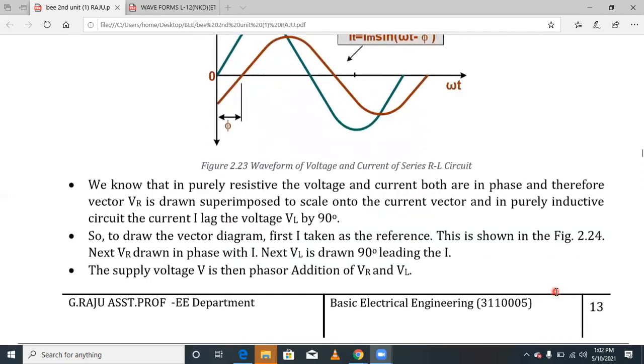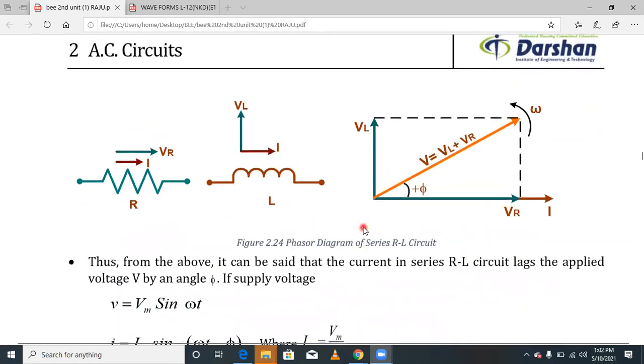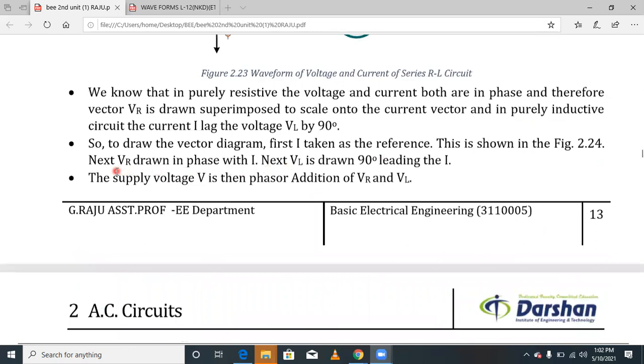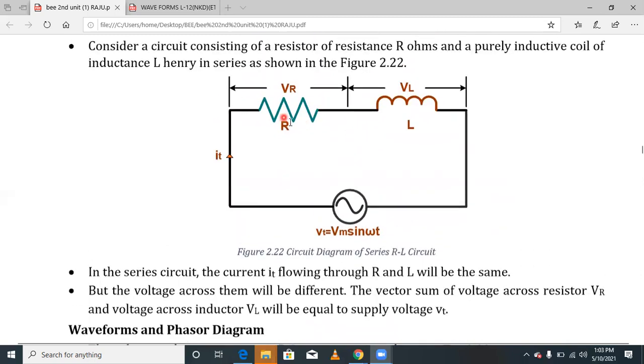This is shown in figure 2.24. This one is a waveform. Next, V_R is drawn in phase with I, so the voltage across the resistor and the current are both in phase. Next, V_L is drawn 90 degrees leading I. Voltage leads the current by 90 degrees, or current lags the voltage by 90 degrees. Both meanings are the same. The supply voltage V is then the phasor addition of V_R and V_L.